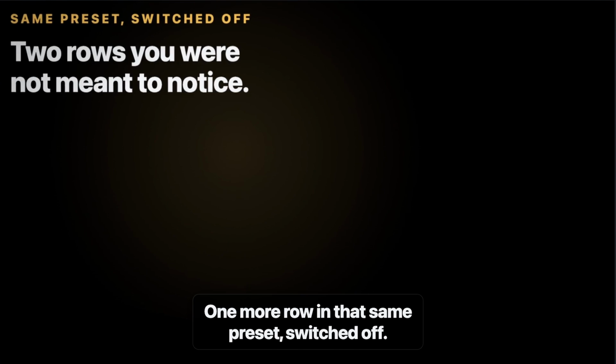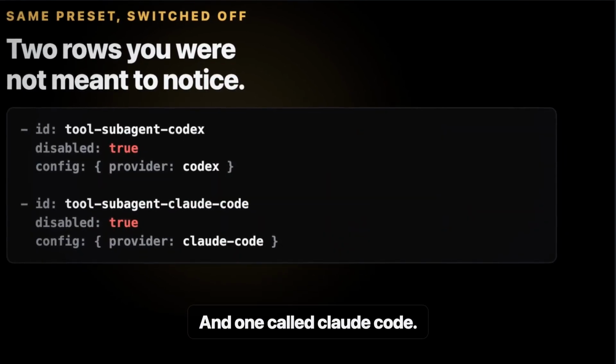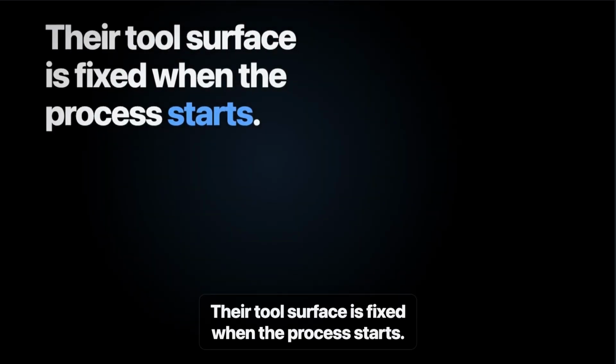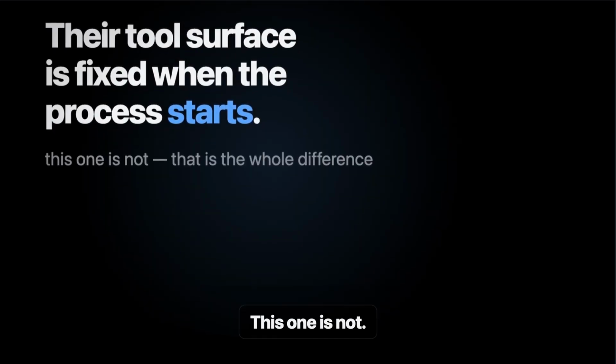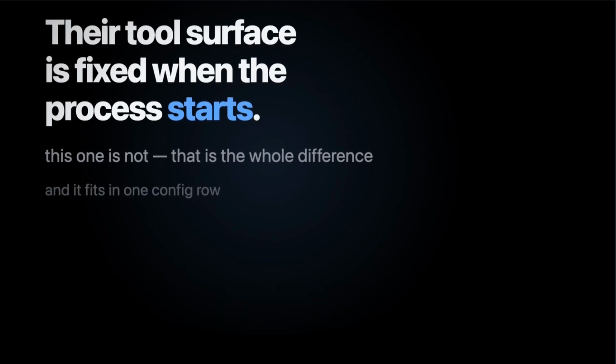One more row in that same preset, switched off. A sub-agent provider called Codex and one called Claude Code. DeepSeek shipped backends to run the other 2 agents as workers inside this one. Disabled, but written down. Their tool surface is fixed when the process starts. This one is not. That is the whole difference in one config row.